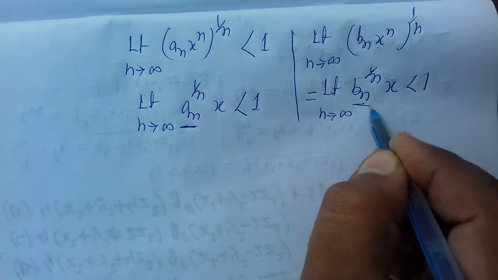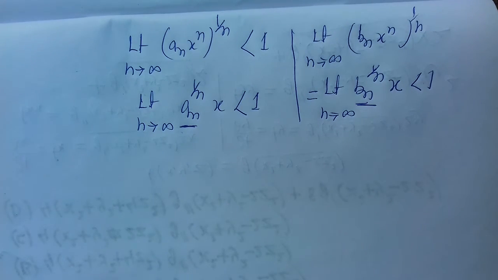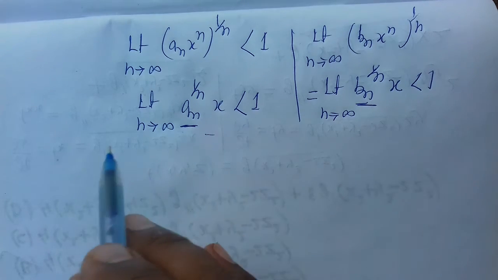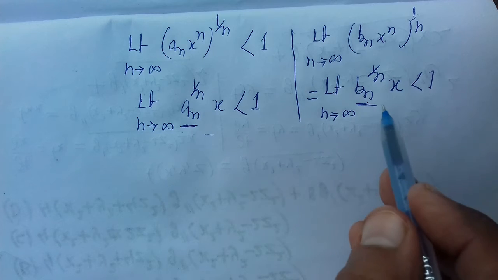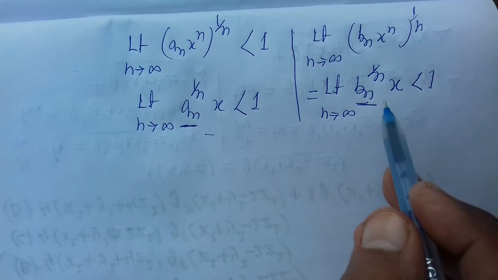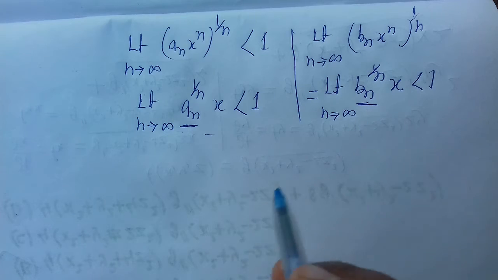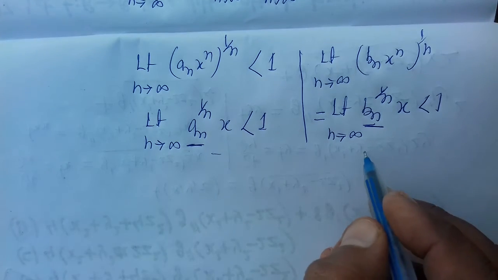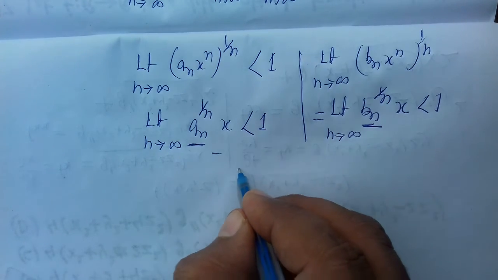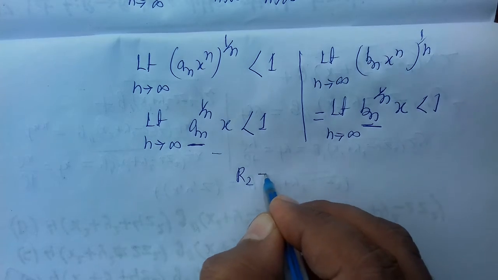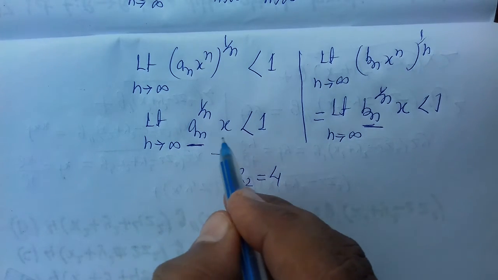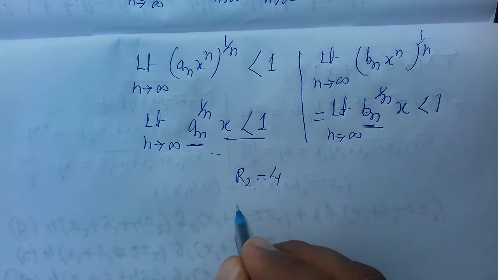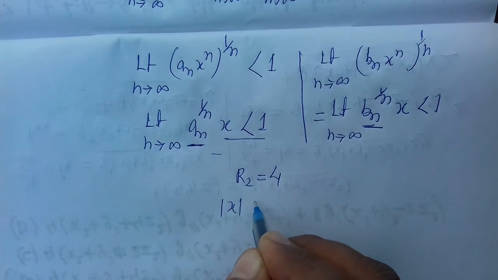These two coefficients are equal, and as the radius of convergence of the first series is 4, given in the question, accordingly the radius of convergence of the second series should also be 4. So the radius of convergence of the second series is 4, as for the first one. So |x| should be less than 4.